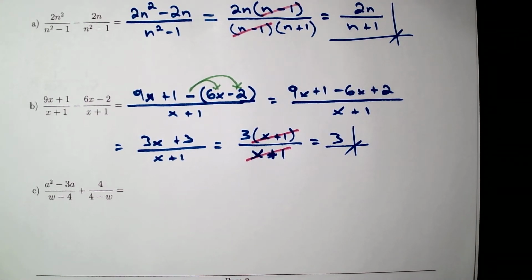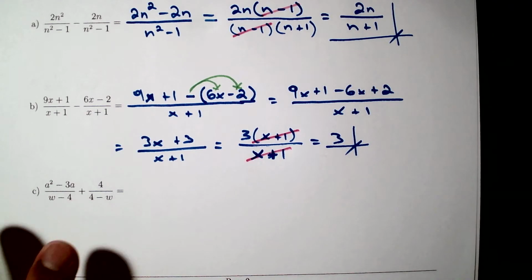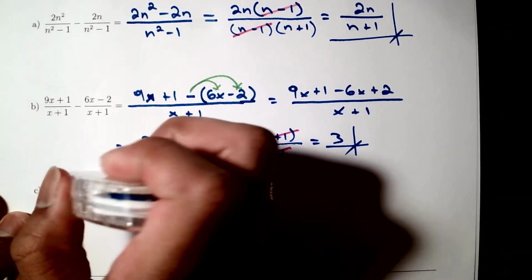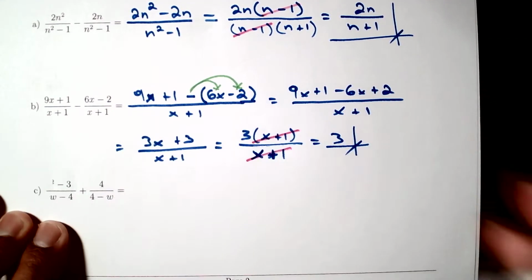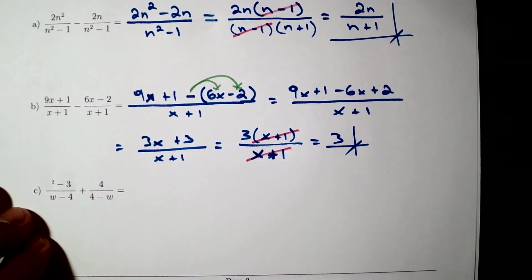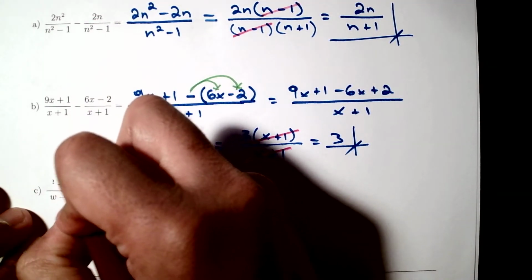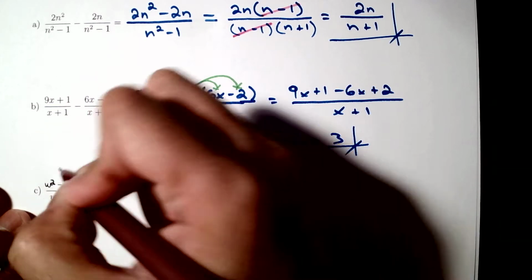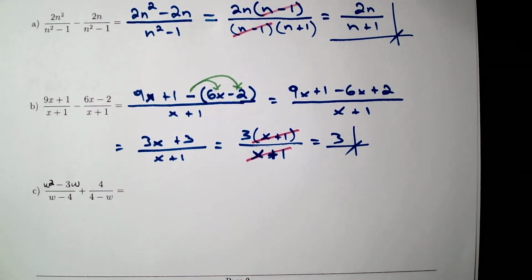Alright, let's look at letter C. And by the way, for letter C, we have a silly typo there. We have 2 letters going on. So, let's fix the letter A, that's supposed to be a W. Okay, so 3w, w squared.